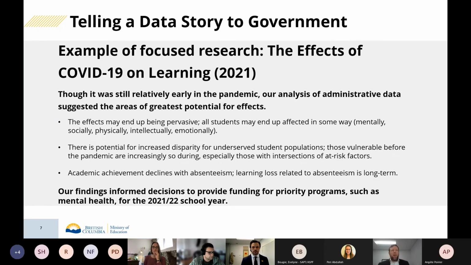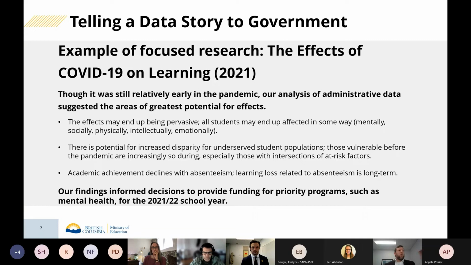A couple of examples. We have, in the last year, done some work policy-wise to support ministry priorities. Of course, one that's very timely is the effects of COVID-19 on learning. We were really early in this. We got on this very early. We were directed by Keith and the deputy minister to really start looking at what's there.